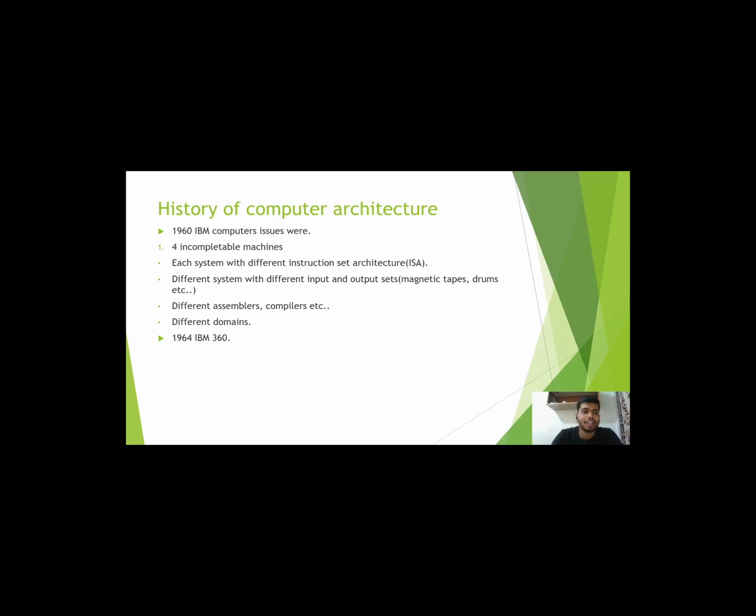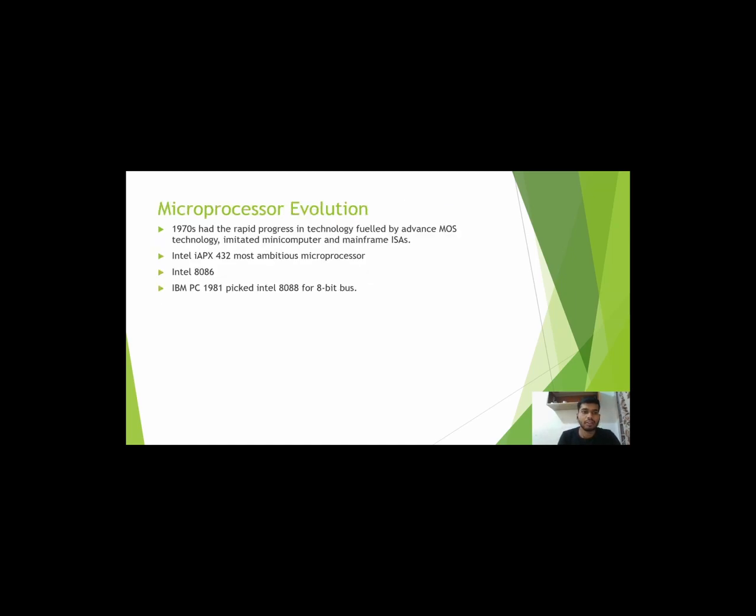To overcome that, in 1964, IBM launched the IBM 360, which had one ISA and was meant to rule the market. But in the 1970s there was rapid progress in technology, driven by advanced MOS technologies, which enabled microprocessors and microcoded ISAs.